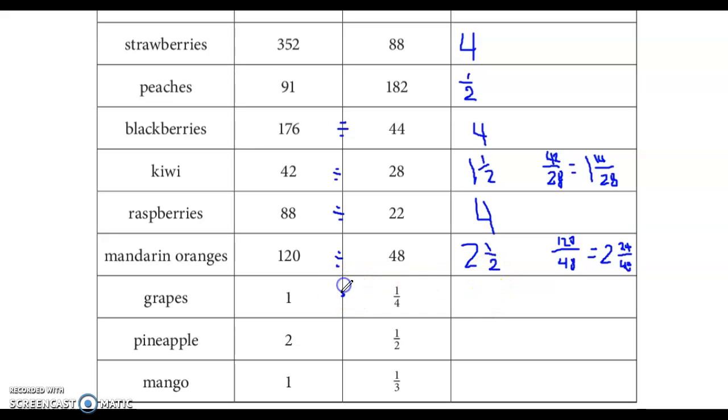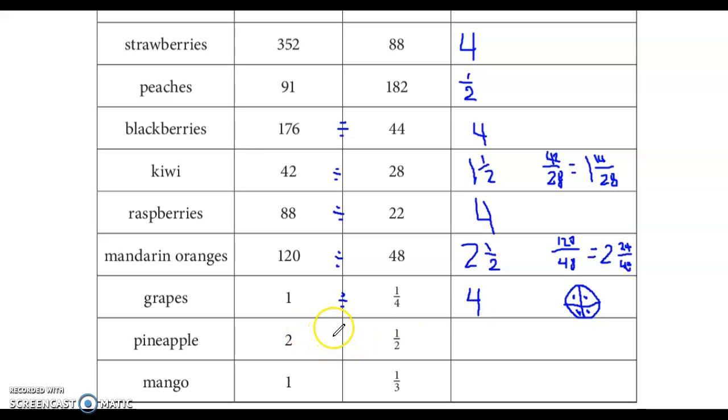For grapes, 1 divided by 1/4. So this one looks like 1. So I'm going to just make a circle representing the 1, and I'm going to divide it into fourths. So if I divide it into fourths, I'm going to count how many fourths there are. There's 1, 2, 3, 4. So this one's going to be 4.